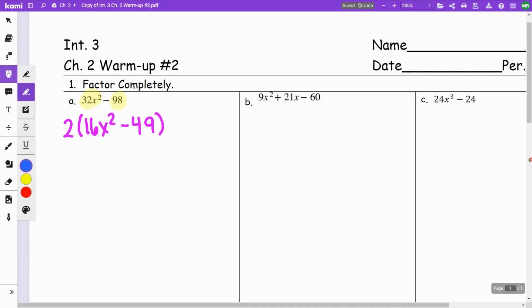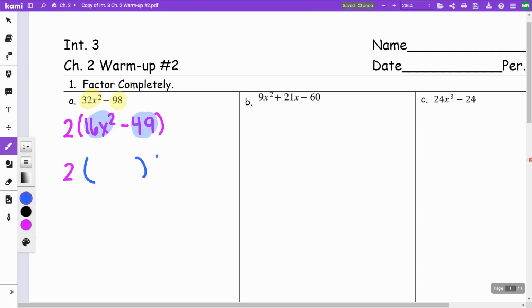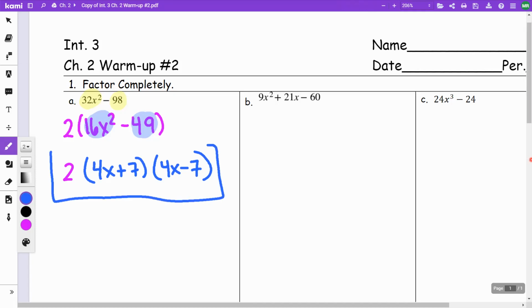And this, again, just like the other day, is going to be a difference of 2 squares. 16x squared minus 49. So I am going to have my 2. And then I'm going to ask myself, what is the square root of 16x squared? That's going to be a 4x. One of them is going to be a plus, one of them is going to be a minus. That's how it always is for difference of 2 squares. What's the square root of 49? 7. Plus 7, minus 7. So 2 times 4x plus 7 times 4x minus 7 is our answer.